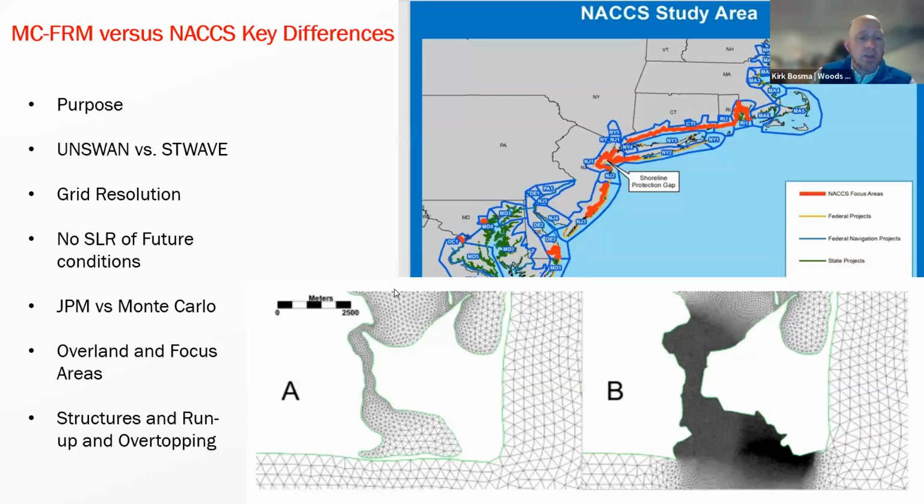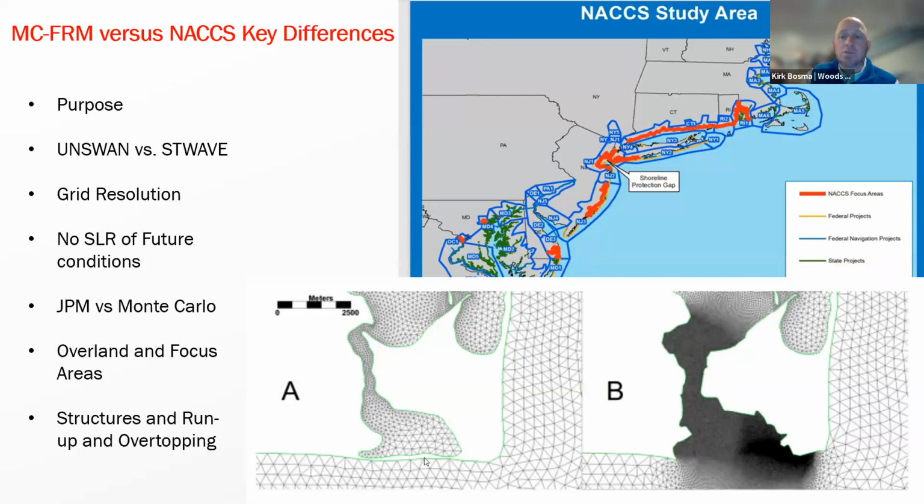And again, they don't necessarily go overland everywhere, right? So in this area here on the south side of Edgartown Harbor, water basically can't flow there, even though we know that's a pretty low-lying area where water goes over. So it's things like that where they're different.